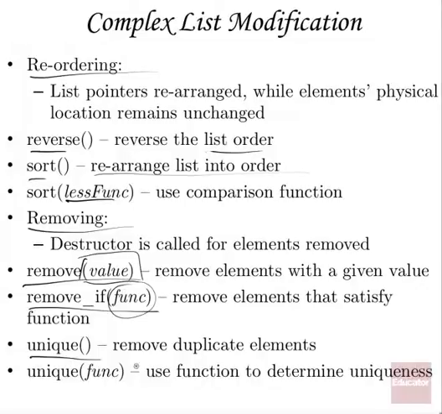Unique will go through and destroy elements that are duplicated. Now, how does it know which ones are duplicated? Well, if this is equal to that, then we destroy one of them. You give it the function, this is the function that you should call to determine if these two elements are equal to each other.